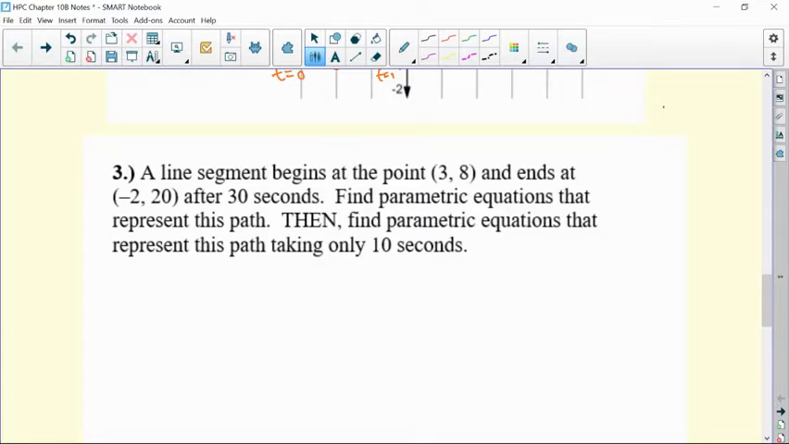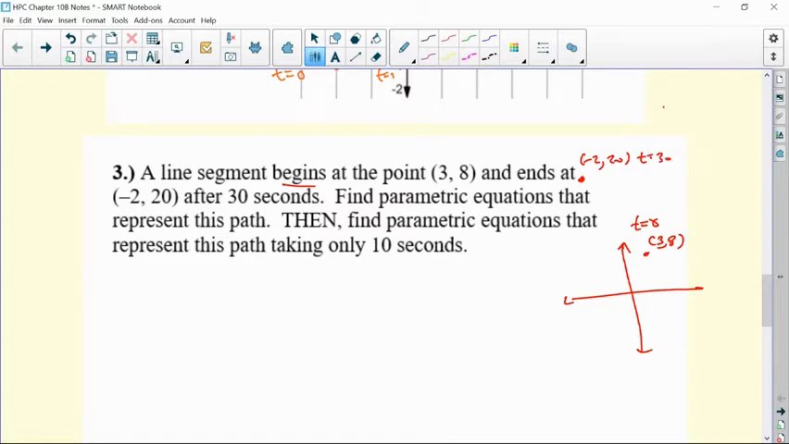So if you wanted to sketch out a little graph here, a line segment begins at time equals 0 at the point (3, 8). So at (3, 8), that's where we're at 0. And it ends 30 seconds later at (-2, 20), which is way up here. And that's when t equals 30 seconds.